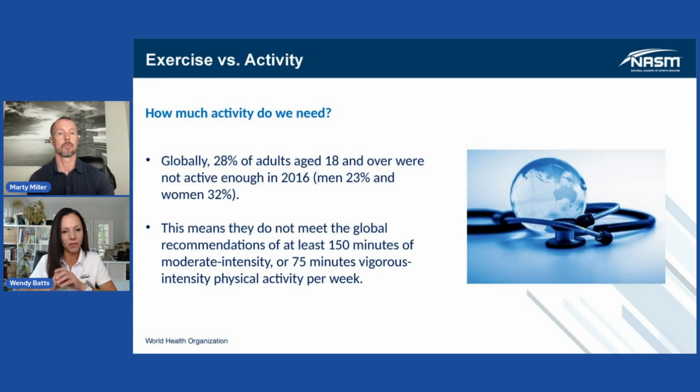But this means that they don't meet the global recommendations of at least 150 minutes of moderate intensity or 75 minutes of vigorous intensity of physical activity per week. Guys, these statistics are scary because we are sitting more as a society. We are moving less. Our obesity rates are out the roof. Overweight rates are out the roof. Our diets, even though we have access to healthier choices, because it's cheaper, sometimes we're choosing non-healthy choices. And so therefore, we're not seeing these statistics change. But a lot of times it starts because people just don't want to move.